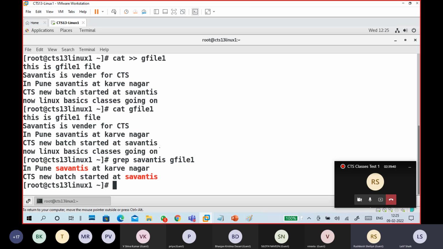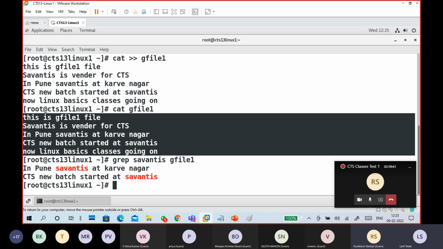But if you look at this, how many lines have Savantis? Three lines. Very good. But it is showing only two lines. Why? Any guess? The first line has a capital S. Very good. It is a capital S because Linux is case sensitive. It is not displaying.